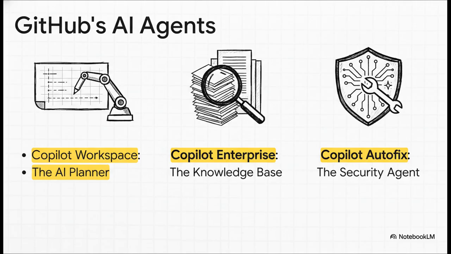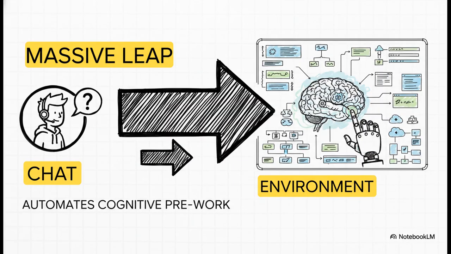You've got Copilot Workspace, which is basically an AI planner. Then there's Copilot Enterprise, which turns your codebase into a searchable knowledge base, and Copilot Autofix, which acts like a dedicated security agent. First up, Copilot Workspace.